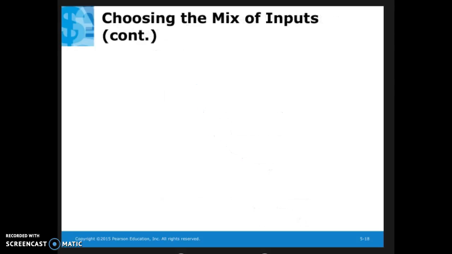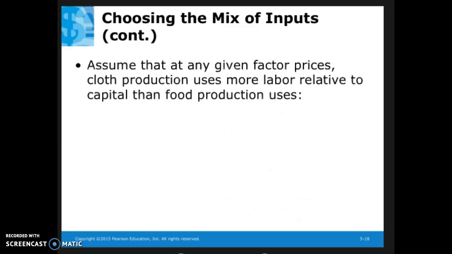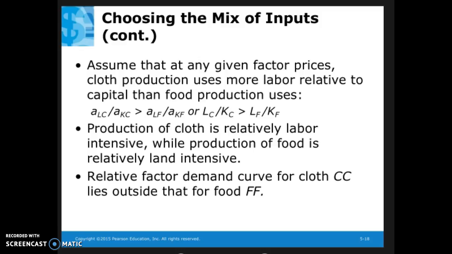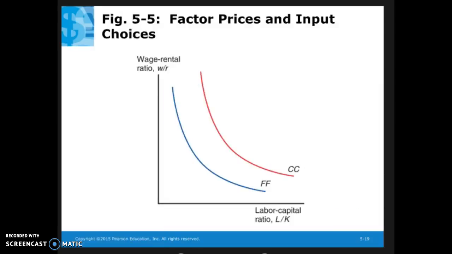So, choosing the mix of inputs. Assume that at any given factor prices, cloth production uses more labor relative to capital than food production does. Production of cloth is relatively labor intensive, while production of food is relatively capital intensive. The relative factor demand curve for cloth lies outside that for food. So here we can see those. This is the relationship between the wage-rental ratio and the labor-capital ratio.